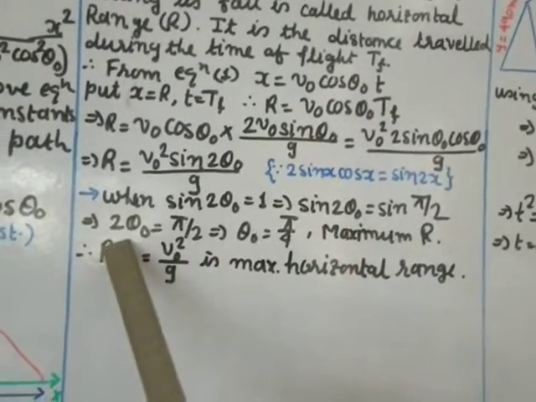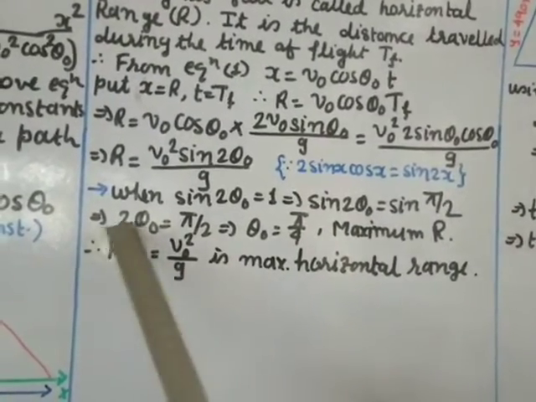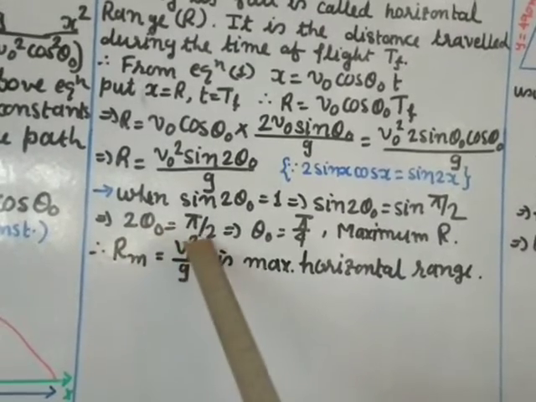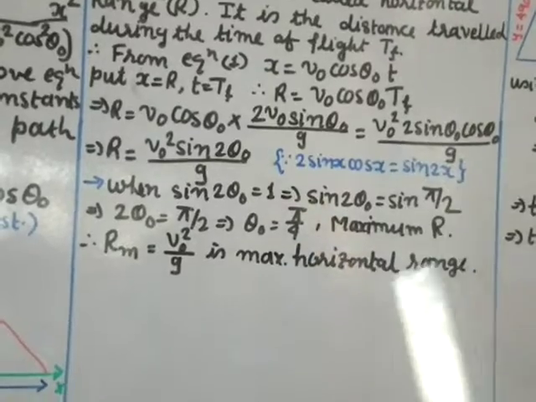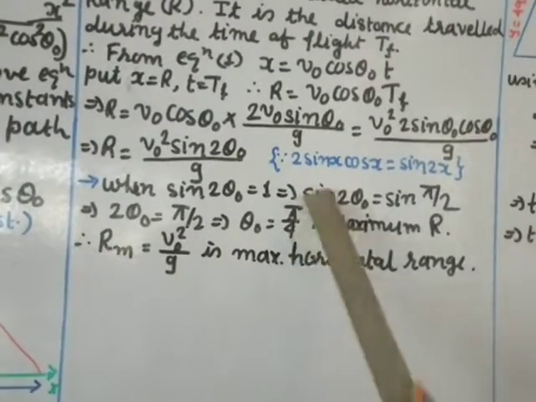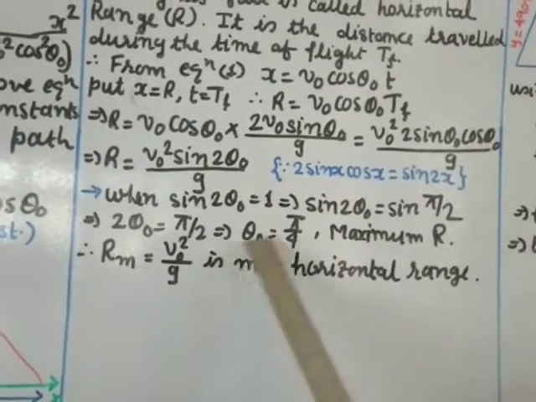So you can say 2 theta naught equal to pi by 2. If you transfer 2 over here, it will go in the denominator and multiply with these 2. So theta naught equal to pi by 4, and this is 45 degrees. In degrees it is 45, this is in radians. So at theta naught equal to pi by 4.